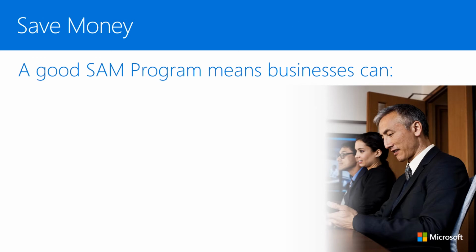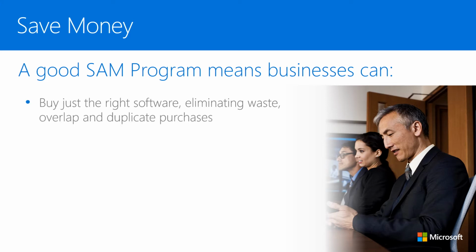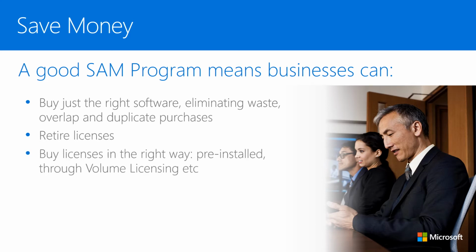Let's talk first about how an organisation could save money by having a good SAM program in place. They're going to be able to buy just the right software for their needs, which means they'll eliminate waste, any overlap, and any accidental duplicate purchases. They really will be in the position that they're just paying for what they use. Their improved knowledge will help them to know when to retire licenses so that as software is no longer used, the licenses aren't renewed. And they'll be able to make more strategic purchasing decisions about how they buy software and will purchase it in the right way, whether that's pre-installed or through a volume licensing agreement, for example.